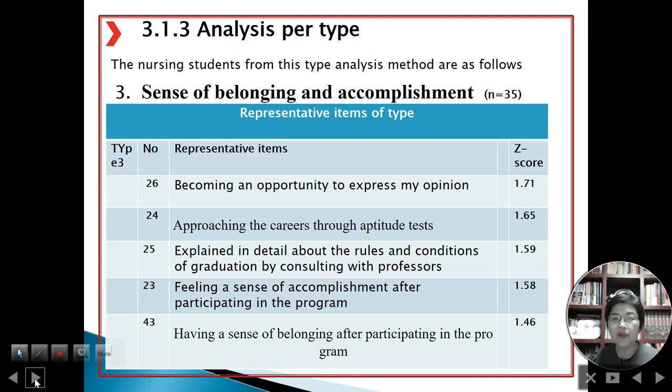Item 25, explain in detail about the rules and the conditions of graduation by consulting with professors, 1.59. Item 23, feeling a sense of accomplishment after participating in the program, 1.58. Item 43, having a sense of belonging after participating in the program, 1.46.